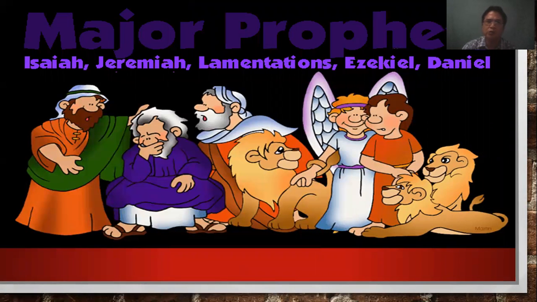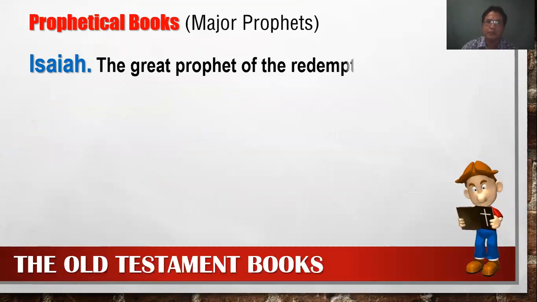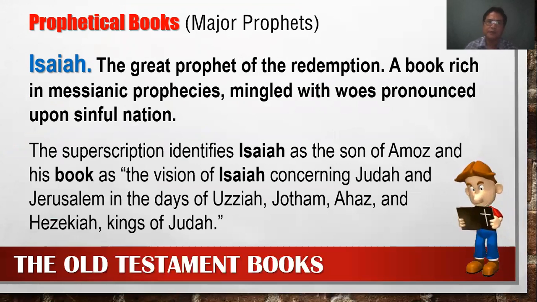Now we'll go on to the major prophets. The five major prophets: Isaiah, Jeremiah, Lamentations, Ezekiel, and Daniel. First, the book of Isaiah, the great prophet of the redemption. This book is rich in messianic prophecies, mingled with woes pronounced upon sinful nations.